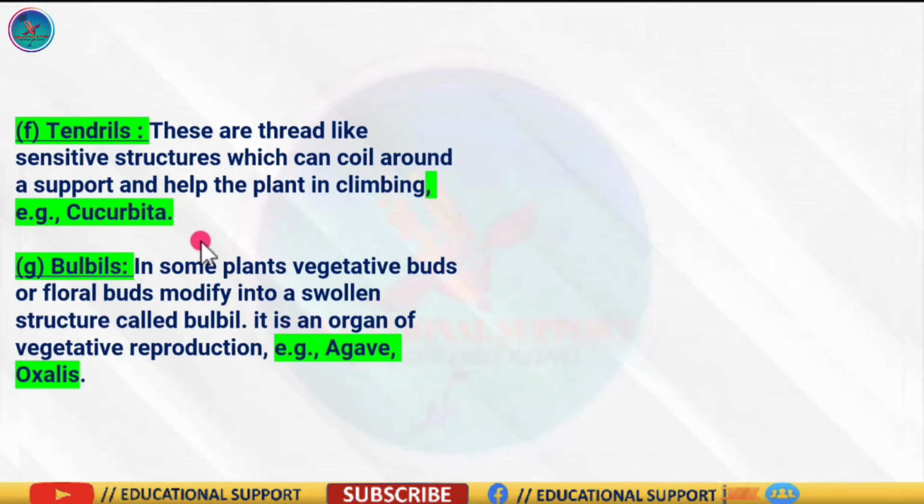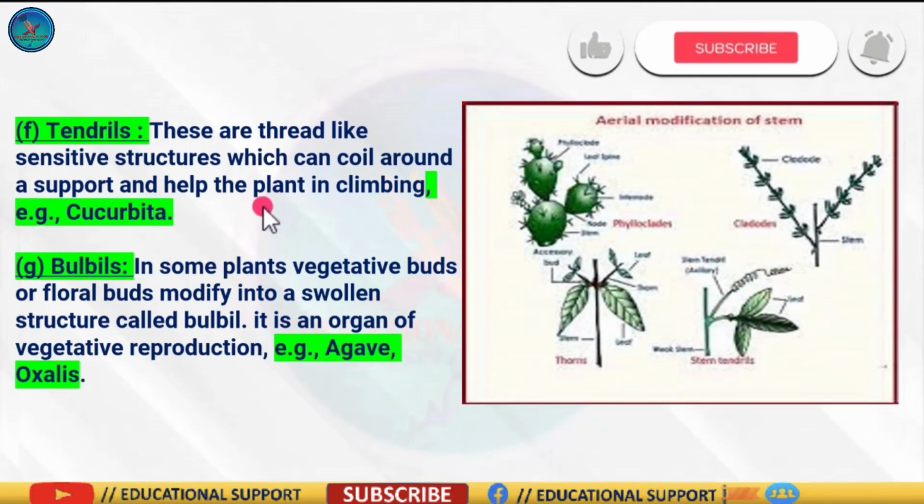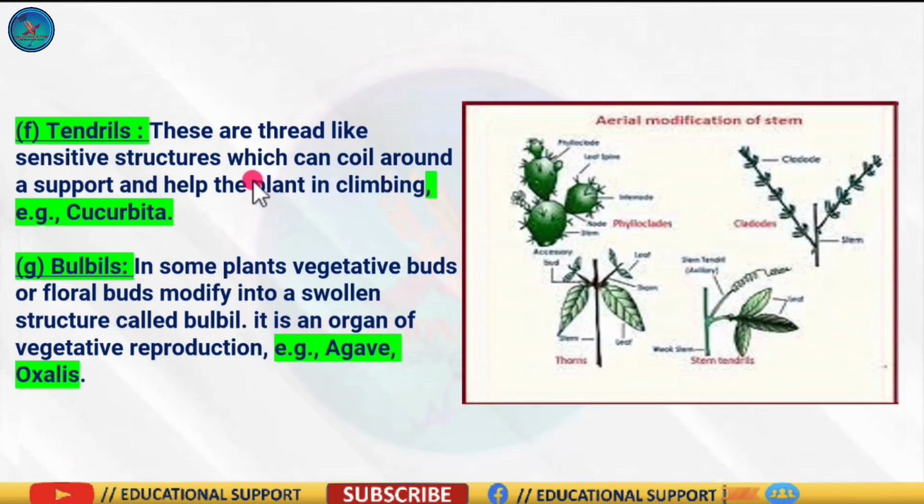Next is tendrils. These are thread-like, sensitive structures which can curl around a support and help the plant in climbing. For example, cucurbita. And next is bulbils. It is an organ of vegetative reproduction. You know that. For example, agave, oxalis, etc.